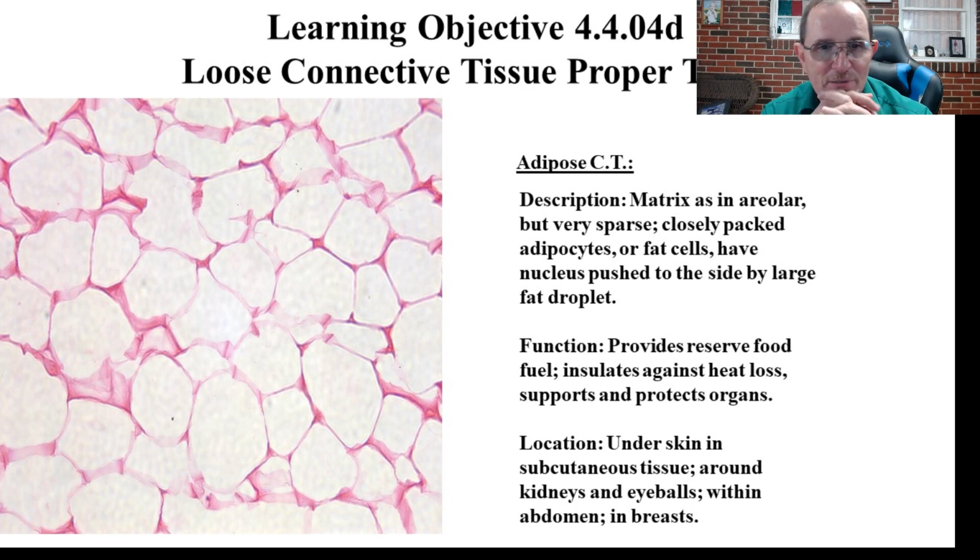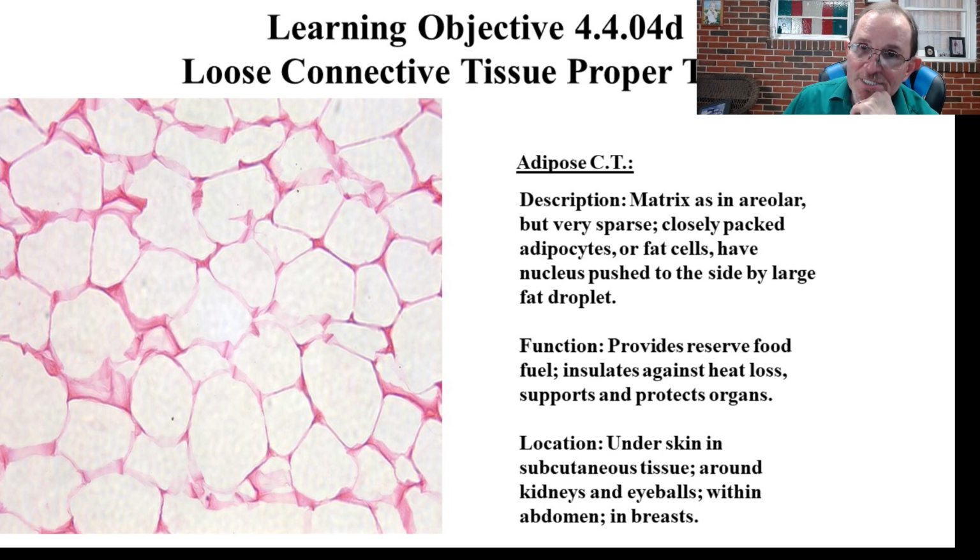Matrix is the same as in the areolar. It's just this tissue fluid. But there's not as much because these guys are kind of packed, almost like an epithelial cell. The nucleus is pushed to the side. This is insulation. People who have very little body fat are the ones who are going to be turning up the thermostat. People who have a lot of it are the ones who are going to be turning it down. And some of the rest of us in the middle just go either way. But this also provides us a cushioning for like the kidneys, and the heart has a lot of this around it too.